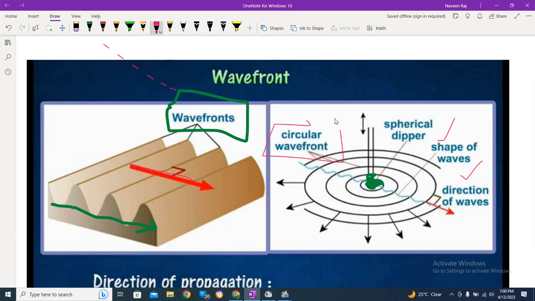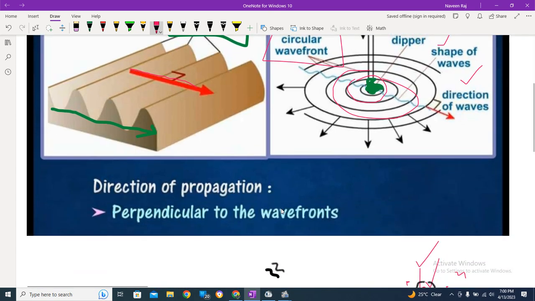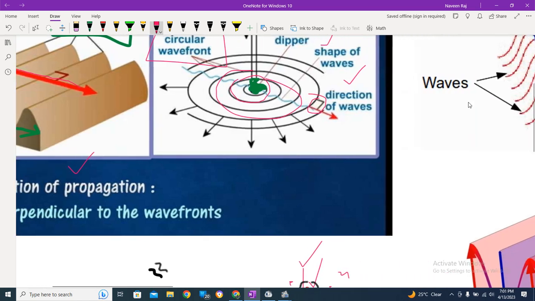Now there, a single circle is said to be a single wavefront, and they form a circular wavefront, perpendicular to the wavefronts. Yes, here is very important information for MCQs: the direction of propagation is always perpendicular to the wavefronts. This is being proved on this side. This is the 90-degree angle made between the propagation and the wavefront.